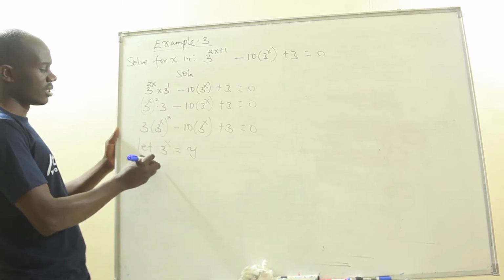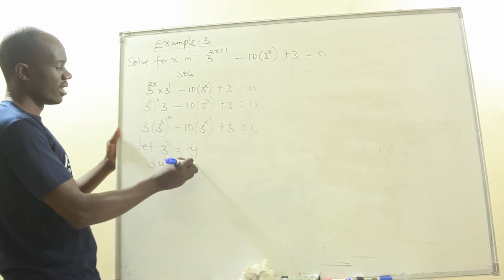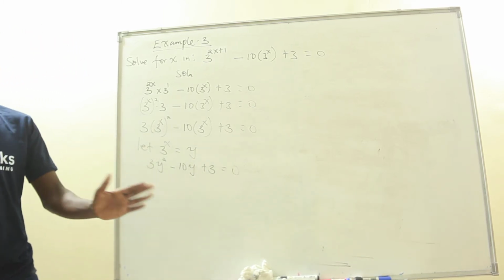So this one becomes 3y squared, very good, minus 10y plus 3 equals 0. Then we factorize this.